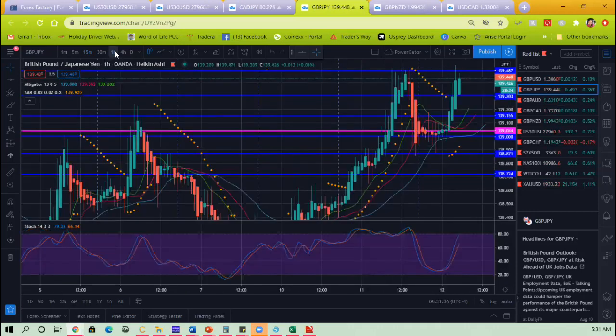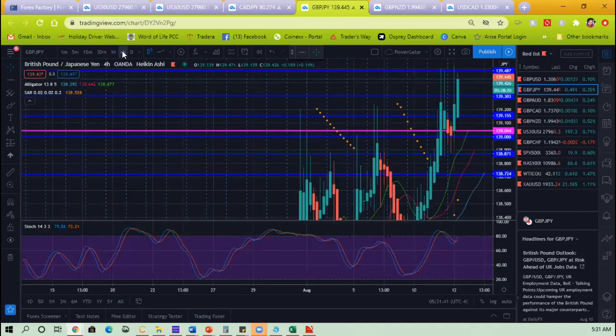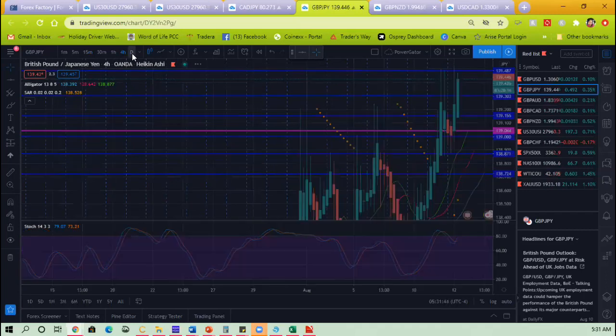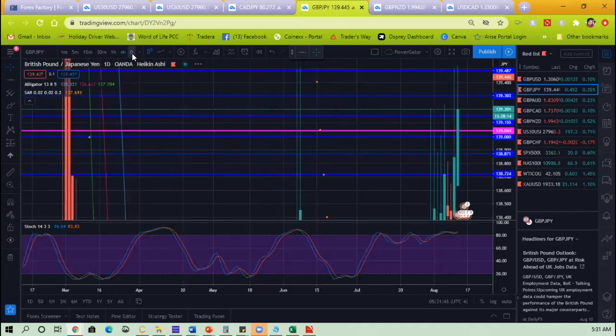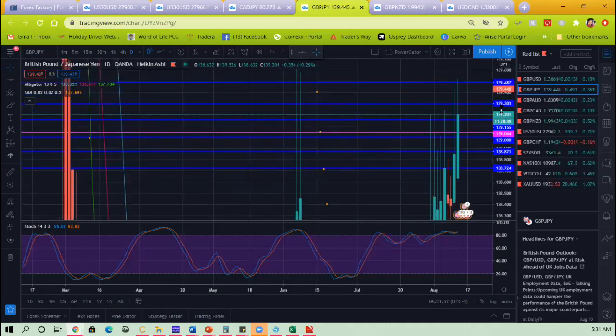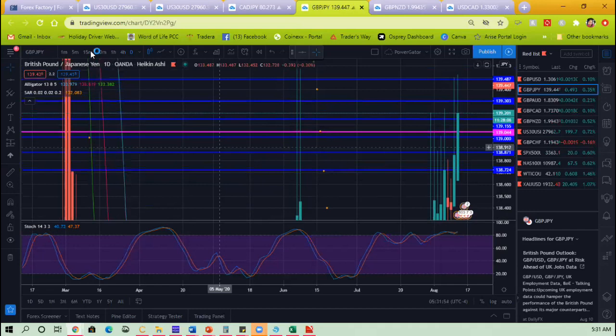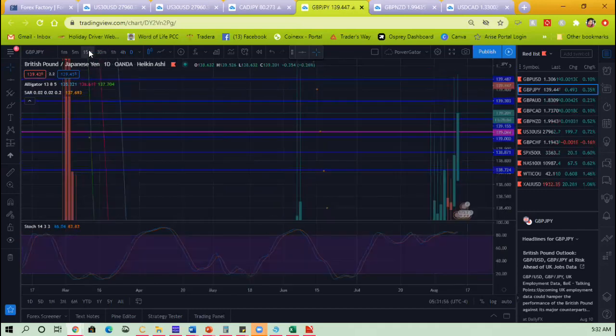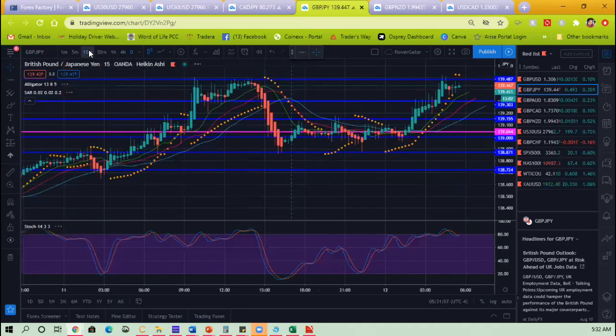Because if we look at the market, what's going on, let me see. See, the 1 hour is in a strong buy. The 4 hour is also in a strong buy, as well as the daily. So if I pull it down, you can see that the daily is also in a strong buy. So the GBP USD, the trend of the market is a buy.